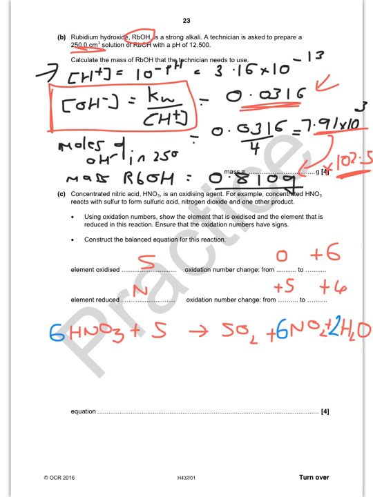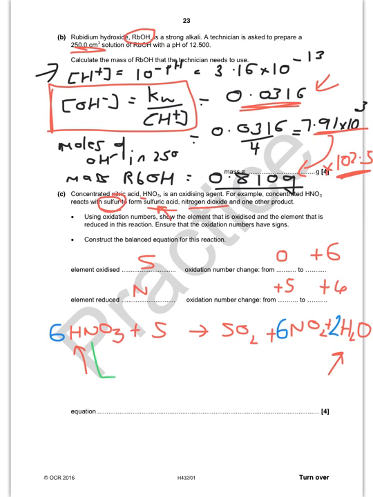They've told me that it reacts with sulfur to form sulfuric acid. So the oxidation number of sulfur is going to be 0 there. In sulfuric acid, H2SO4, it's going to be +6. Nitrogen goes from +5 in nitric acid, and in nitrogen dioxide it is +4. And then if you notice you've got hydrogens here, so you're going to end up with water on the other side. Now you need to balance it.